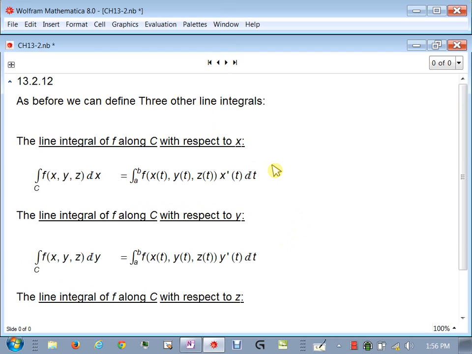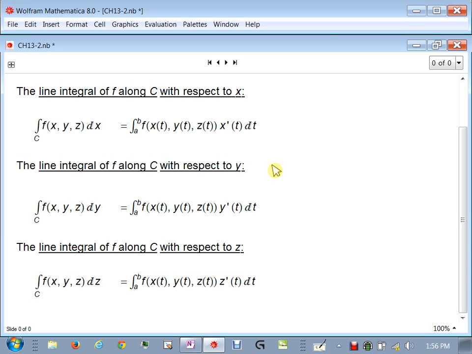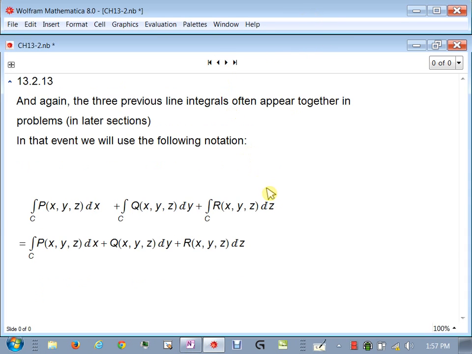Okay, as before, we can also define, this time, 3 other line integrals. We can go with respect to x. So it's the same thing, except x prime at the end. With respect to y, same thing, except y prime at the end, instead of that big old square root ugly thing. And then with respect to z, which is z prime at the end. And then again, you can also split it up. If you have these three integrals, this is the notation we use for it.